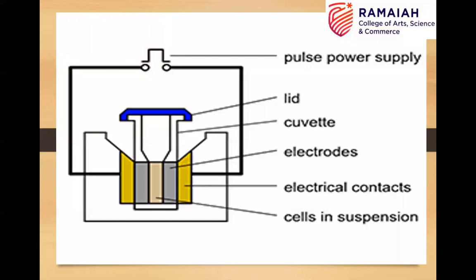So this is the apparatus of the electroporator, which contains a glass or plastic cuvette in which the cell suspension can be pipetted, and it is attached to the electrodes, which are in contact with the electrical contacts connected to the power supply. So this is where the cells are placed in suspension form in the cuvette. When the electromagnetic field is applied, permeability is created in the cell membrane, through which the DNA from the external environment can enter inside the cells.